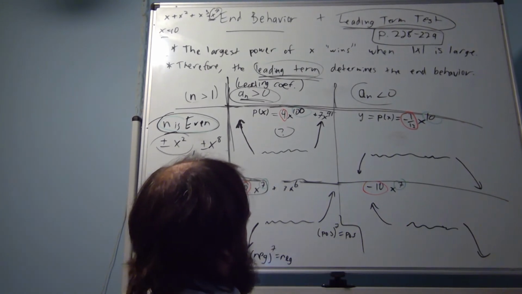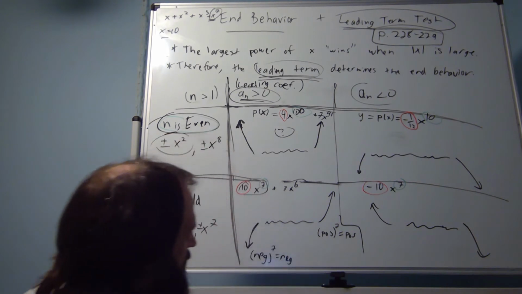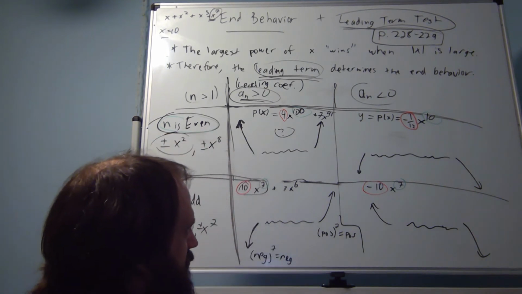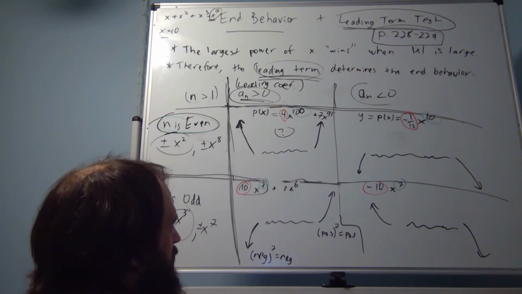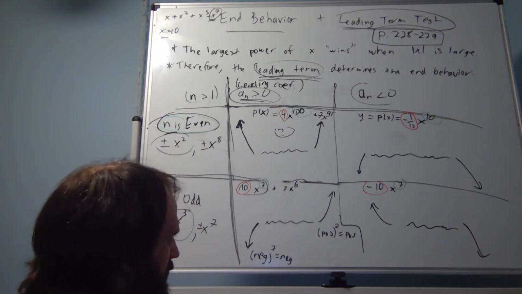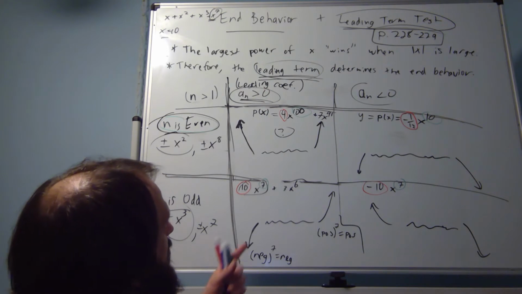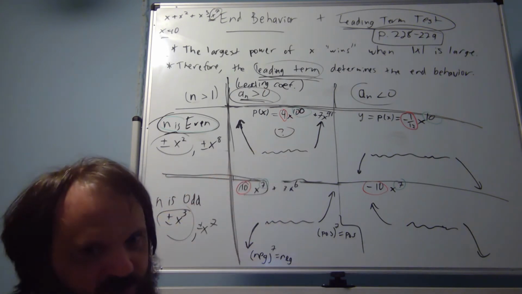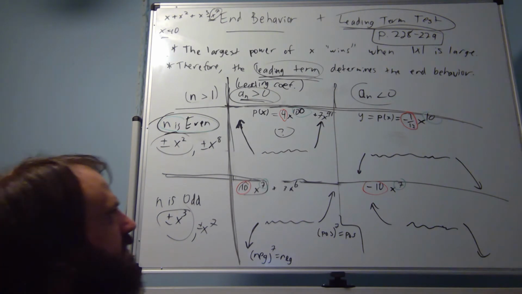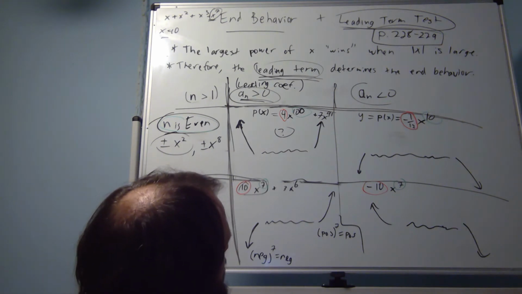So if you're comfortable with this way of thinking, you can figure it out for yourself just by thinking about what happens if I plug in a big positive or negative number. If you're not comfortable with that, you can just memorize the test. For reference, it's on page 228 and page 229 in the book.